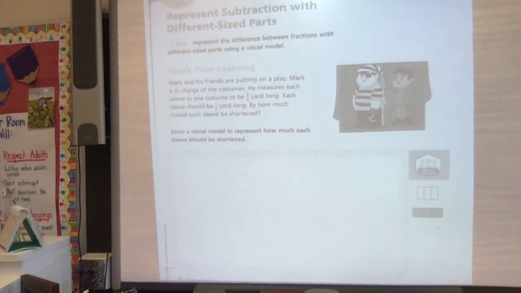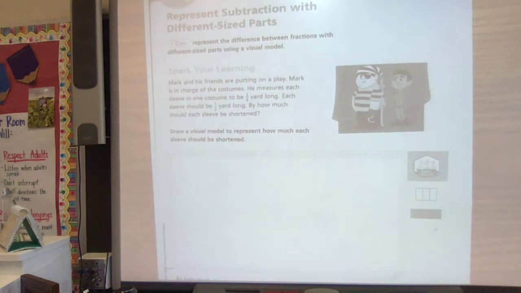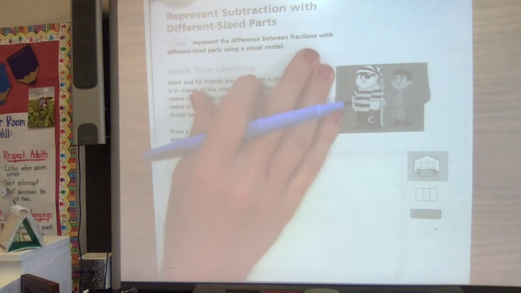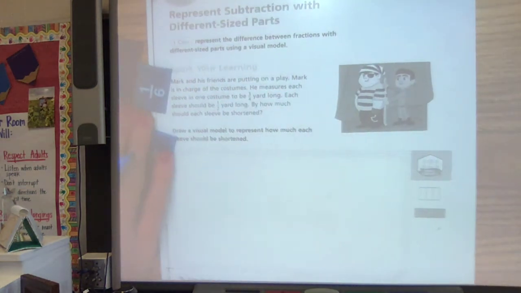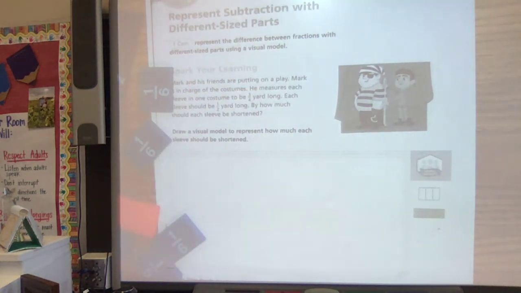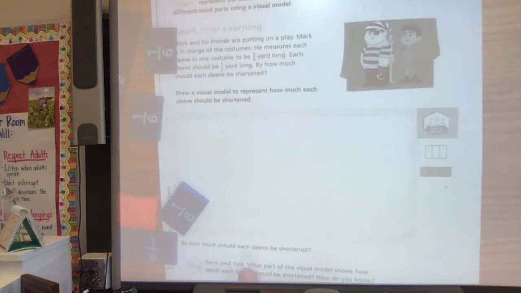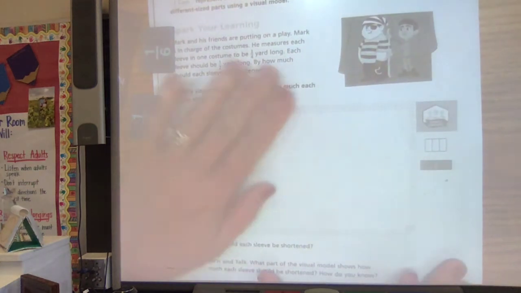Hey guys, we are going to be working on representing subtraction with different size parts. Where yesterday we did addition, today we're going to be doing subtraction, and we're going to be using our visual models to help us. Make sure you have your fraction tiles or the ones we created with cardstock to help you.